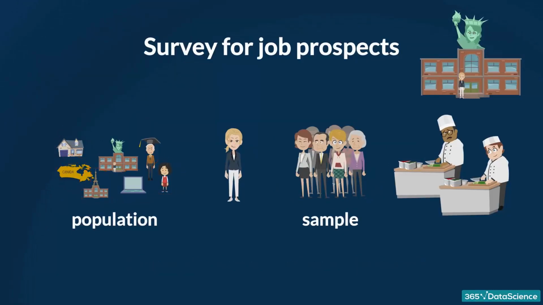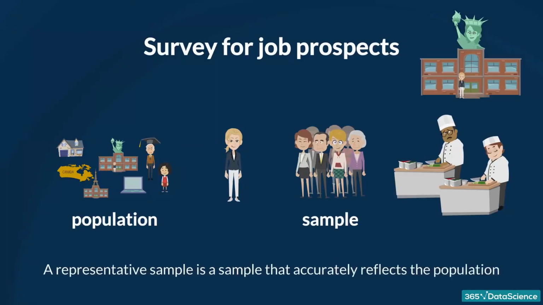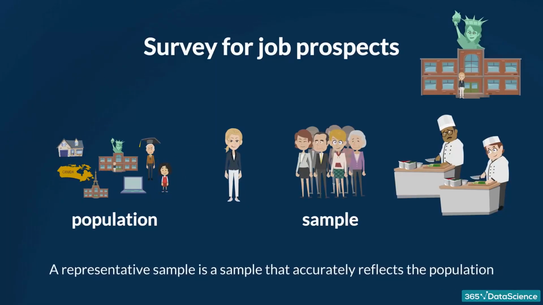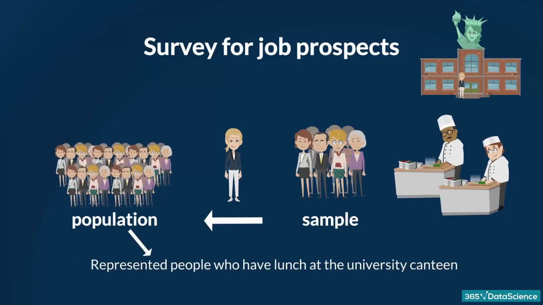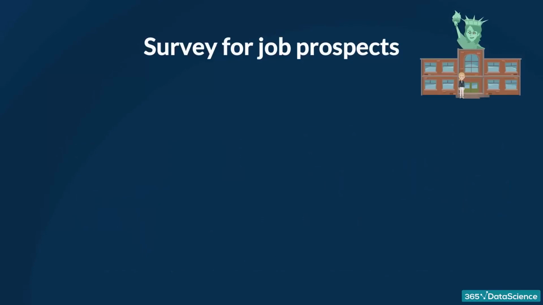What about the representativeness of the sample? A representative sample is a subset of the population that accurately reflects the members of the entire population. Our sample was not random, but was it representative? Well, it represented a group of people, but definitely not all students in the university. To be exact, it represented the people who have lunch at the university canteen. Had our survey been about job prospects of NYU students who eat in the university canteen, we would have done well.